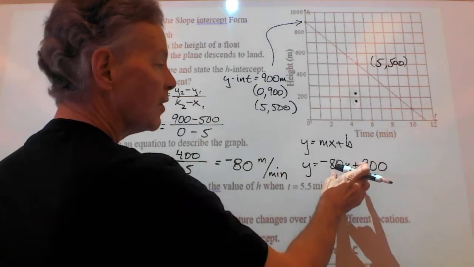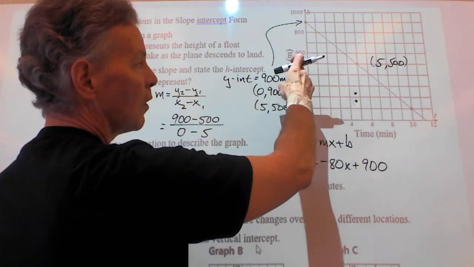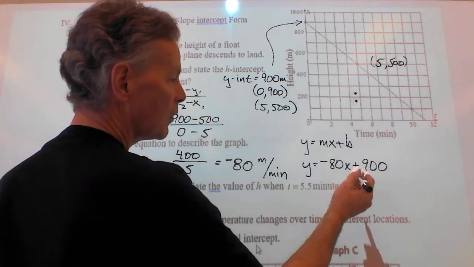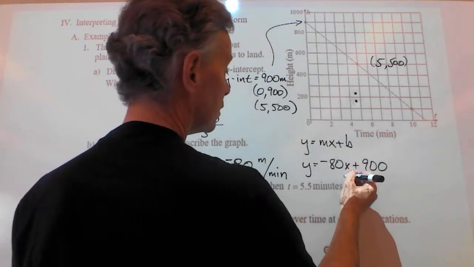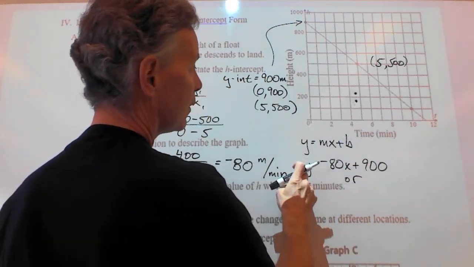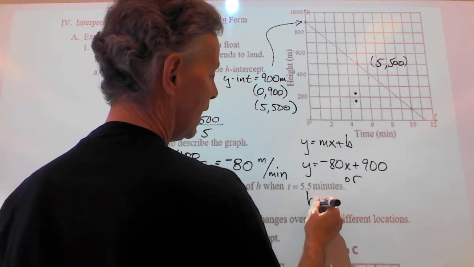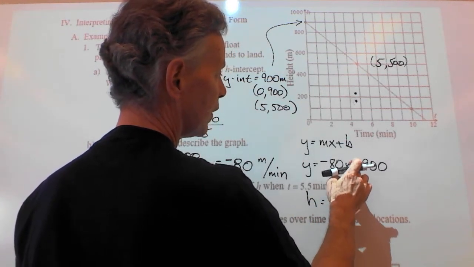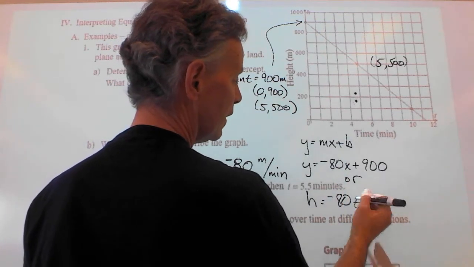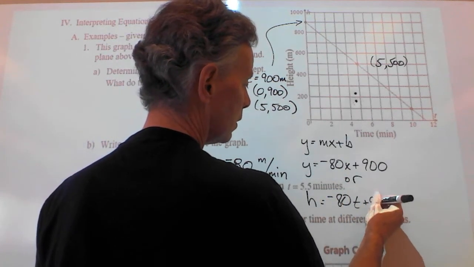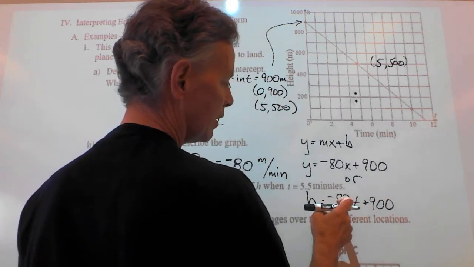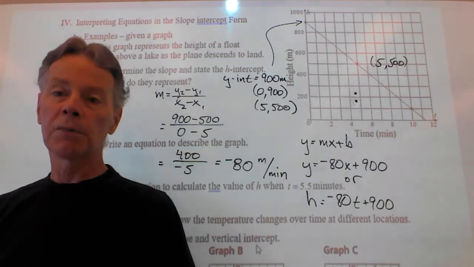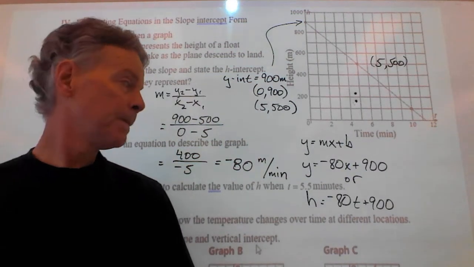Now, this is perfectly correct. You could also use the variables that they've given you. So you could also write this as, instead of y, we can say h for height equals negative 80, and instead of x, we're going to use t for time, plus 900. So h equals negative 80t plus 900. Either one is perfectly correct. Okay?